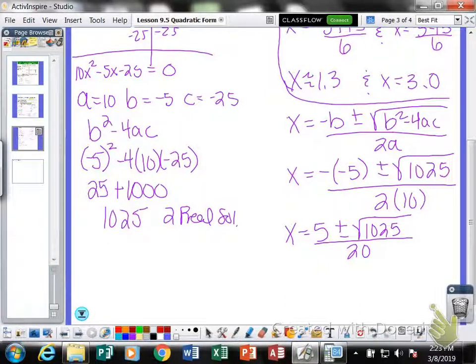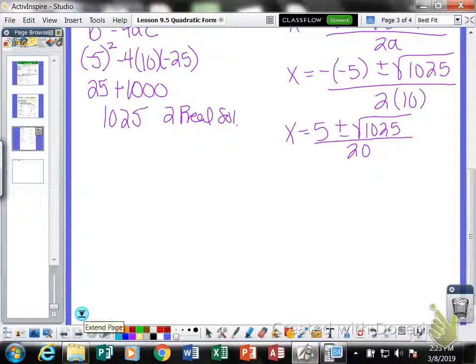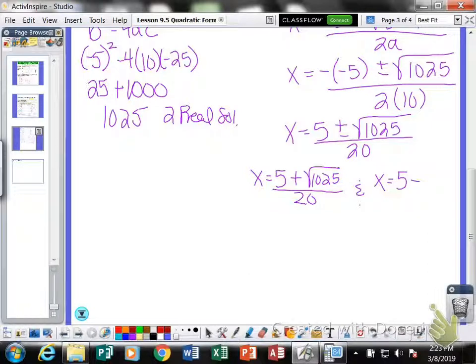I still get two solutions, okay? So I break this down. I say, all right, x is equal to 5 plus root 1,025 over 20, and x equals 5 minus root 1,025 over 20. And then I just go ahead to my calculator and I type it in, 5 plus the square root of 1,025. I hit enter, and then I take that answer and I divide it by 20, and I get 1.8507. It said round to the nearest tenth. So x is approximately 1.9.